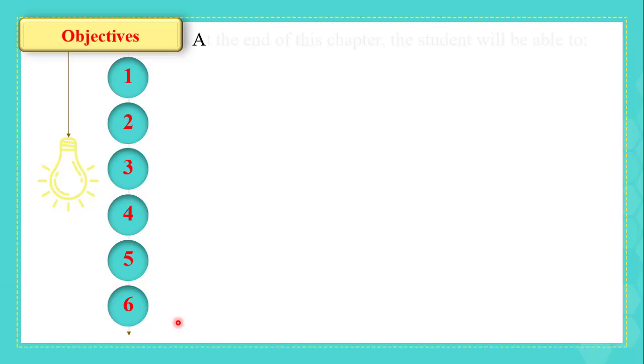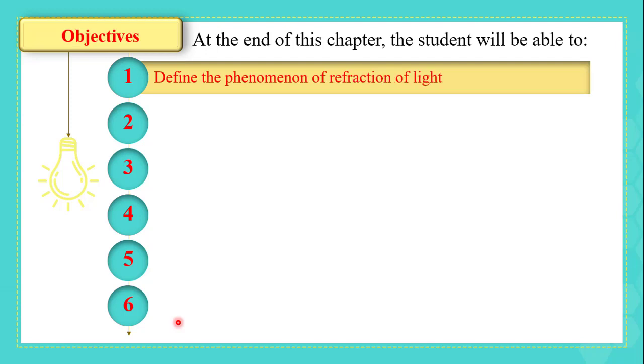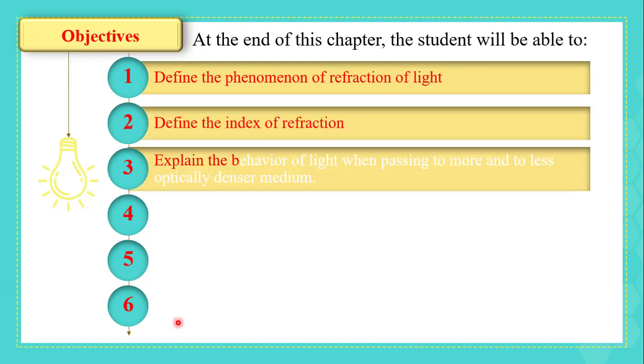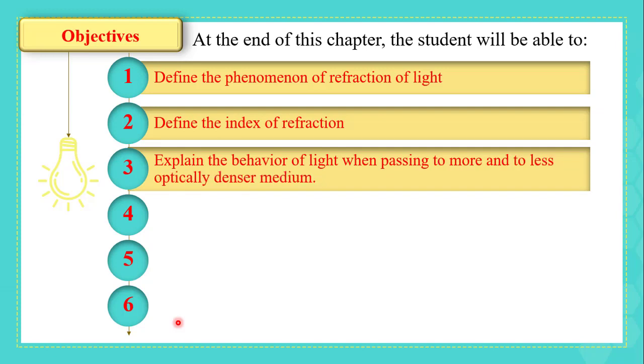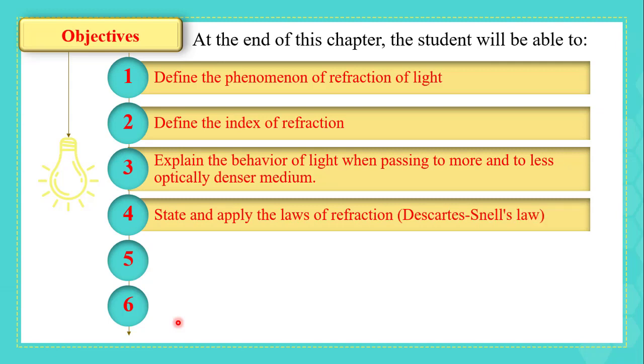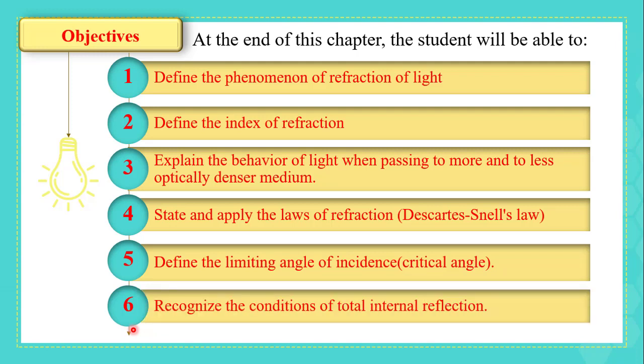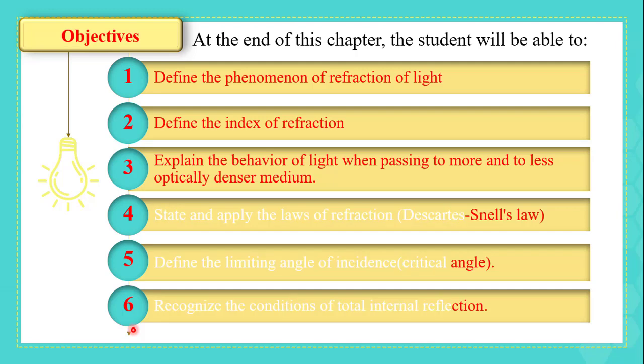Part 1. At the end of this chapter, you will be able to define the phenomenon of refraction of light, to define the index of refraction, to explain the behavior of light when passing to more and to less optically denser medium, to state and apply the laws of refraction, Descartes' Snell's law, to define the limiting angle of incidence, or what we call a critical angle, to recognize the conditions of total internal reflection. In this video, we are interested in the first three objectives.